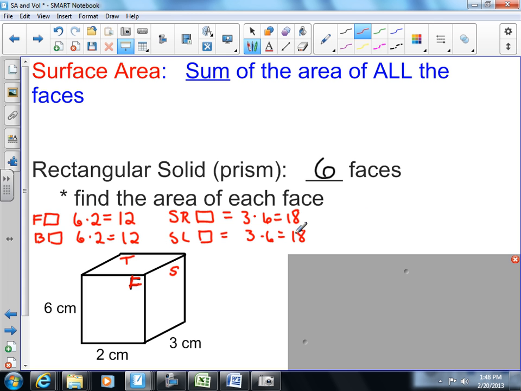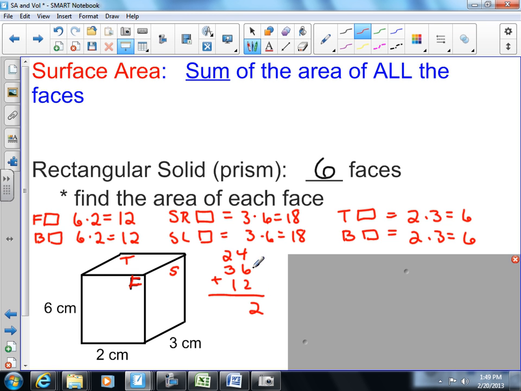And then now we're ready for the top and the bottom. So we have the top, which is a rectangle, and the dimensions are, and I usually trace it, a 2 by 3, which is 6, and then the bottom would be the same, a 2 by 3, which is 6 as well. Okay, now to find my surface area, what do I do with all those? Add them up. Okay, I'm going to put a 24 plus 36 plus 12. 72, and my label will be squared centimeters.